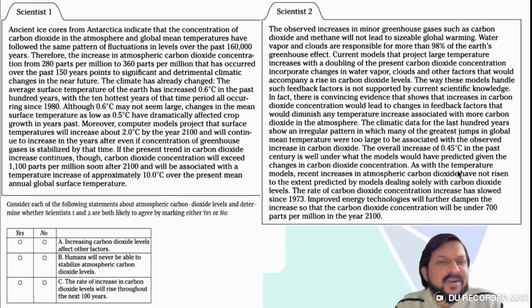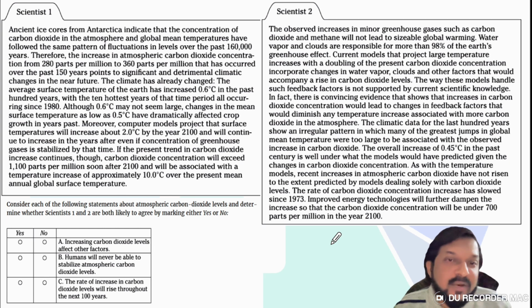The numbers are not really important, the themes of the passages are very, very important. Okay, if you now look at the question below, what they are asking is to consider each of the statements given and see whether scientist 1 and scientist 2 are going to agree on this sentence. If they agree, then you mark it as yes, and if they don't agree, you mark it as no.